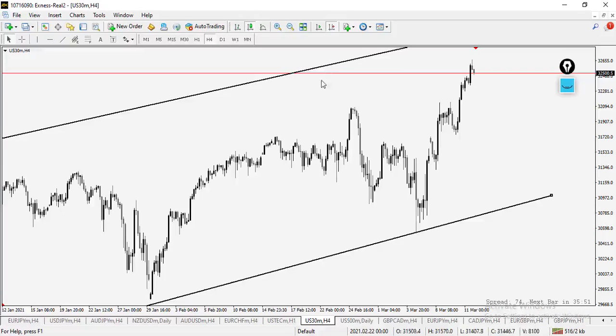Then I try to look at structure. This is just what I do. I try to look at structure, higher highs and higher lows. That is what an uptrend does. So this is a higher high, this is a higher low. This low is lower than this one, so this is a higher low, and right now it has created a higher high. This high is higher than this previous high.